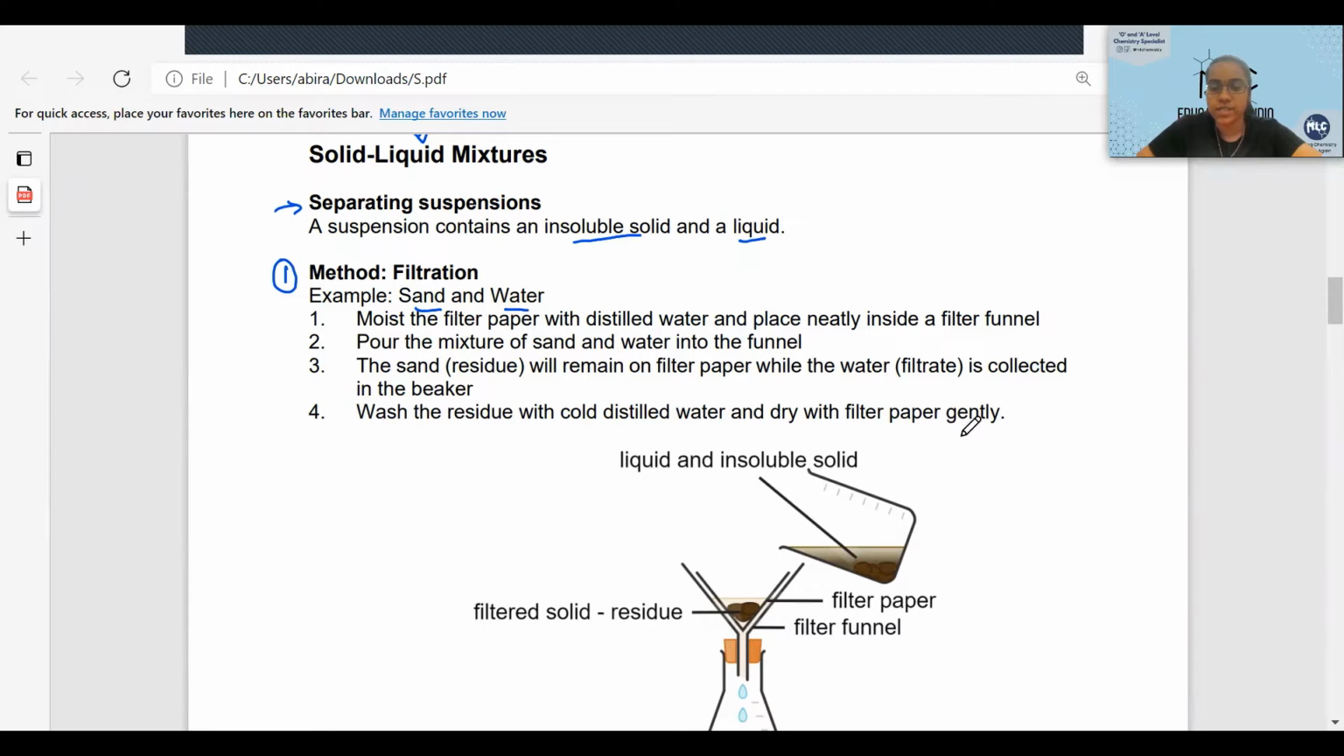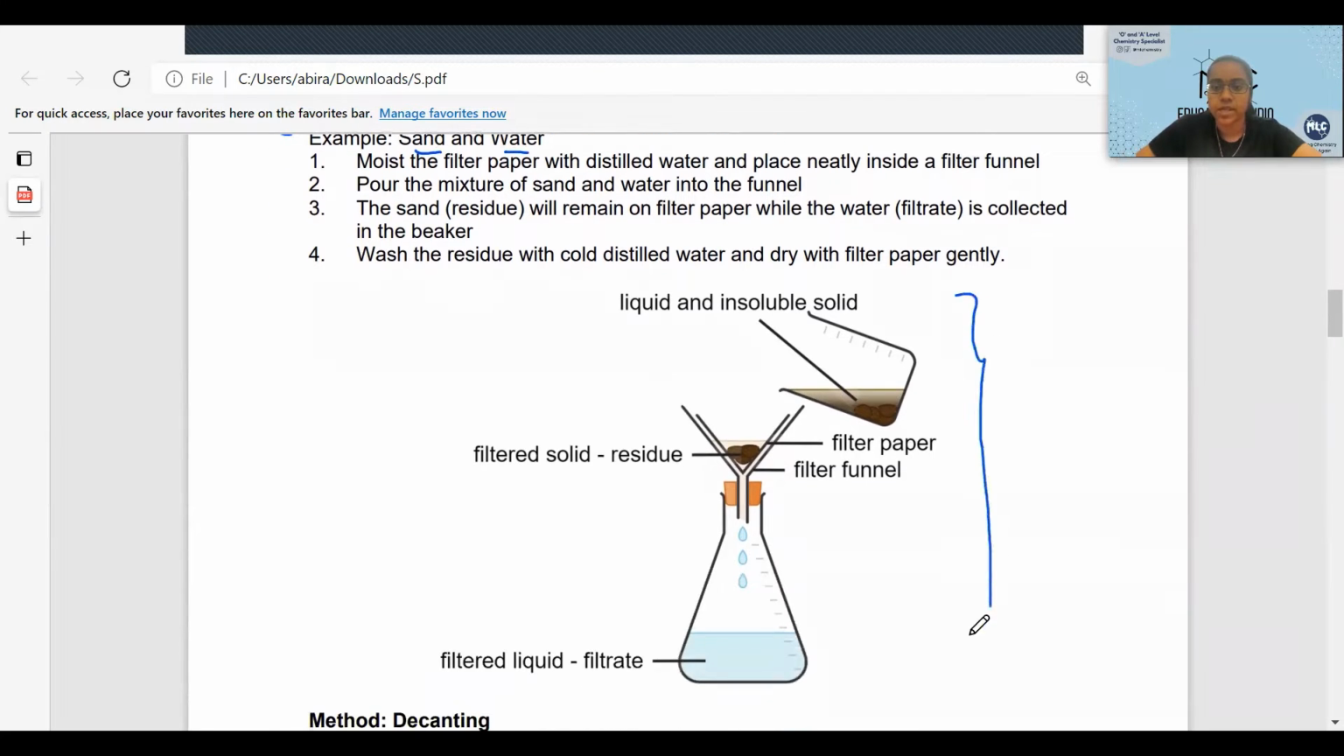How does a filtration setup look like? It looks something like this. You need to take note that once you have the residue, you need to wash it with cold distilled water and you need to dry it with filter paper gently.